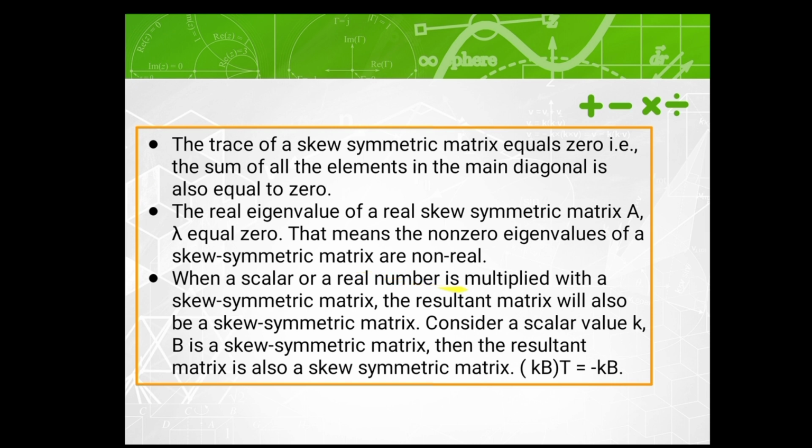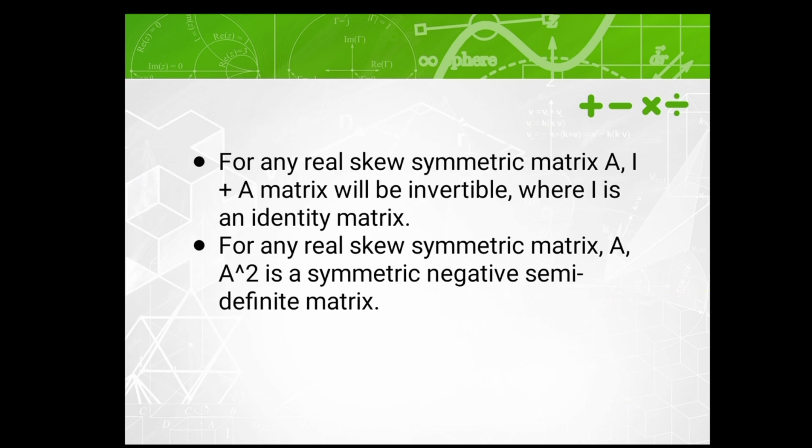When a scalar or real number is multiplied with a skew symmetric matrix, the resultant matrix will also be a skew symmetric matrix. Consider a scalar value k and B a skew symmetric matrix, then the resultant matrix is also skew symmetric. Suppose we multiply a constant k to matrix B, then (kB) whole transpose is equal to minus kB. Even if we multiply by a constant, it won't affect its skew symmetric property. From this we can derive that (kB) whole transpose is equal to minus kB.